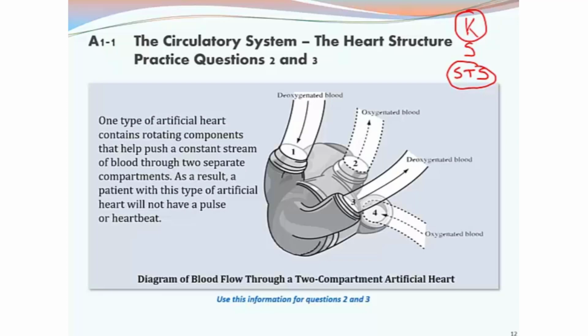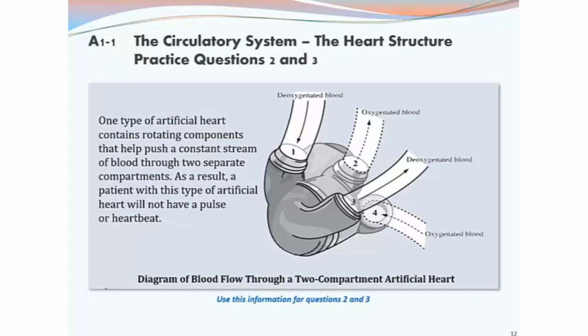Now, just as a final note, the skill outcomes, those would be things like graphing, doing different experiments, knowing manipulated, responding, and controlled variables, and these are all very important things. But in terms of this question, we are going to be looking at some knowledge as well as some STS outcomes. So one type of artificial heart contains rotating components that help push a constant stream of blood through 2 separate compartments. As a result, a patient with this type of artificial heart will not have a pulse or a heartbeat. Now, the diagram of blood is shown to us here.